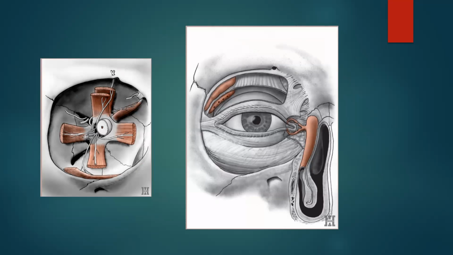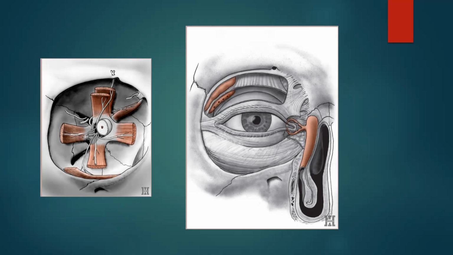We see this quite a bit. If you have someone, so this bone that the eye sits in is called the orbit. And if you have a fracture in the orbit, you can actually entrap one of those muscles. It can get stuck between the fracture fragments, and that's called entrapment of the rectus.